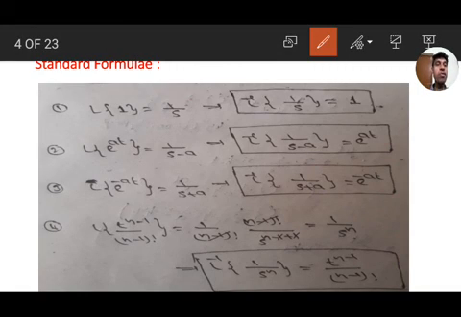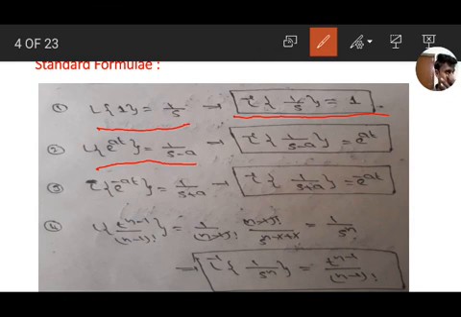We know that L of 1 equals 1 by s. So, by the definition, L inverse of 1 by s equals 1. That is the first formula. It comes in reverse. Then L of e to the power of at equals 1 by s minus a. Therefore, L inverse of 1 by s minus a equals e to the power of at.